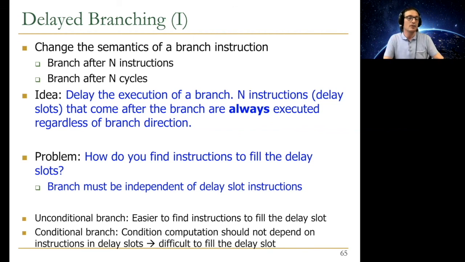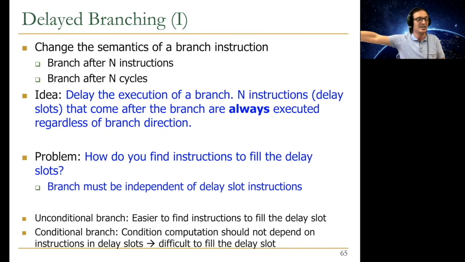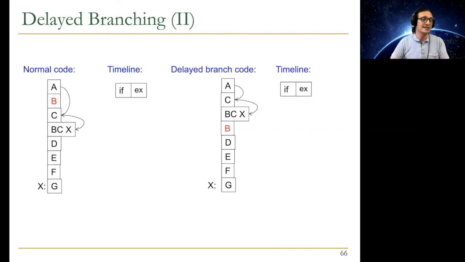Okay, if you have an unconditional branch, clearly it's easier to find instructions to fill the delay slot, because you can fill it with instructions from the target of the branch. The branch is going to jump there anyway, since it's unconditional. So pick the n instructions from the target location of the branch and move them under the branch. That's easy. But if you have a conditional branch, it becomes harder. The condition computation should not depend on the delay slot instructions, and hence it becomes very difficult to fill the delay slot. So this is part of the problem with delayed branching. But let's take a look at some other problems also.